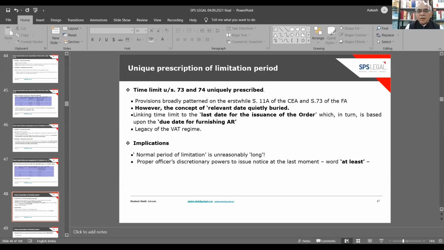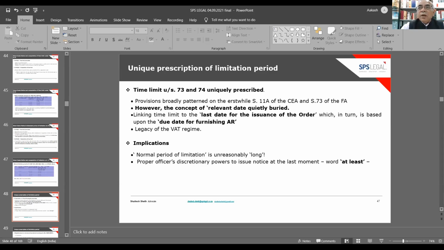However, what has happened under the GST regime is that the concept of relevant date has been quietly buried. If you read section 11A of the Excise Act or section 73 of the Finance Act 1994, the time limit of 2 years or 30 months or 5 years was required to be reckoned from the relevant date. The relevant date itself has been defined under the section. Generally, it is the date of filing of the return, and in case the return is not filed, then the due date on which the return is required to be filed. In case of excise, it was generally a quarterly or monthly return. In case of service tax, it was a 6 monthly return. So effectively, in service tax, though it was 30 months, the authority was getting 37 months for raising the demand because the returns were half yearly.